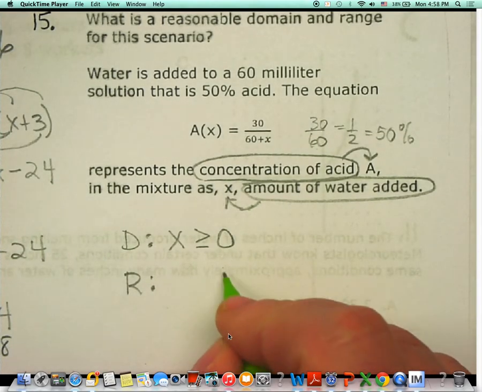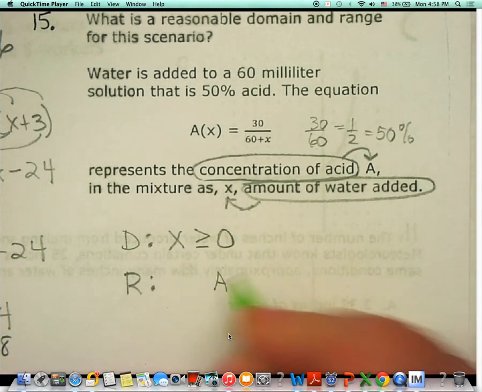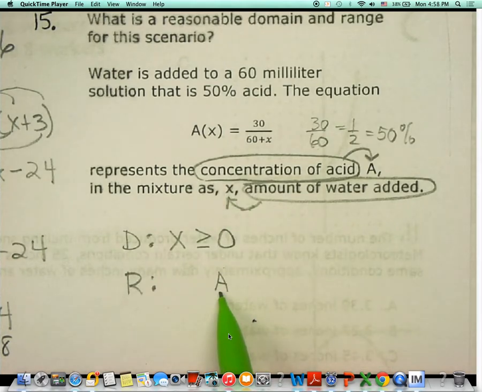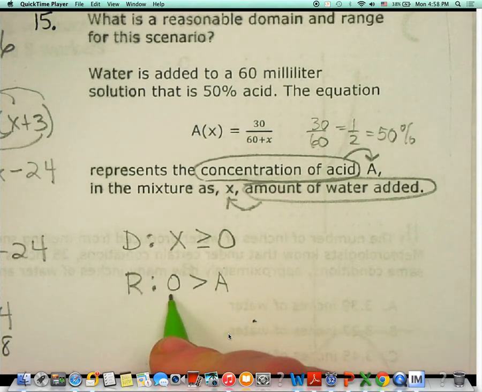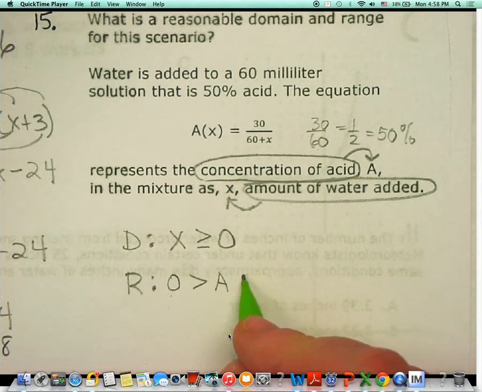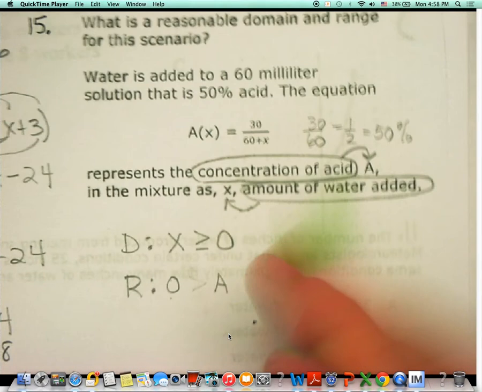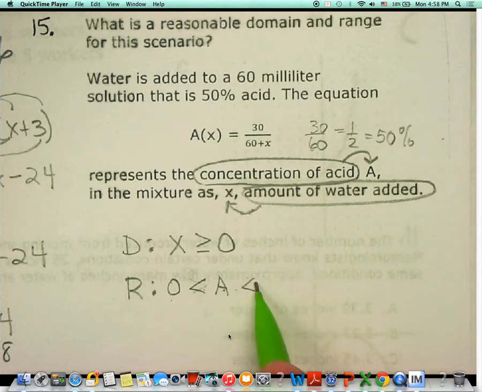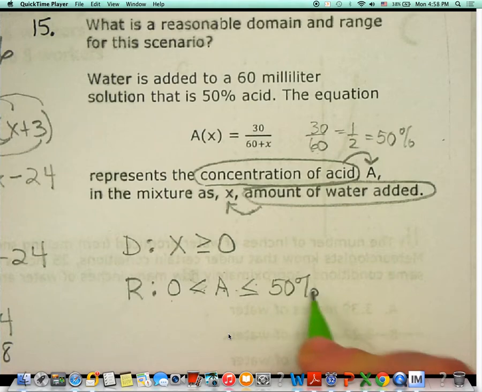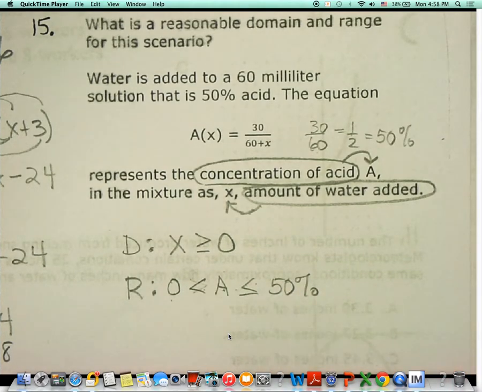So A can be, and you could use Y here and that would be fine too, but it can be anything greater than 0, but it can't equal 0. It will never reach 0. And I said that, I put that backwards. A can be greater than 0, or A can be less than or equal to 50%, or you could put 1/2 here because that's the same thing as 50%.